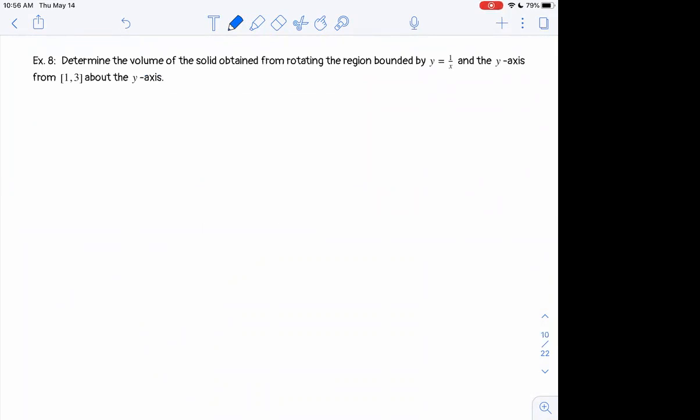So let's take a look at example number 8. With example number 8, we have a question that says determine the volume of the solid obtained from rotating the region bounded by these two curves from 1 to 3 about the y-axis. So again, that word rotating jumps out at me because then I know that I'm going to be using pi r squared for my area, okay?